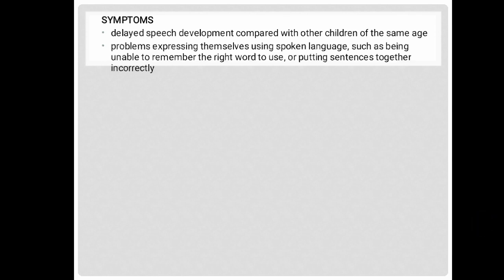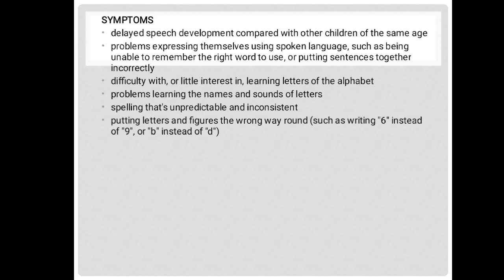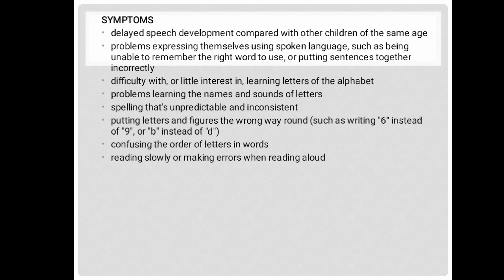Some symptoms of dyslexia involve delayed speech development compared with other children of the same age, problems expressing themselves using spoken language, such as being unable to remember the right word to use or putting sentences together incorrectly, difficulty with or little interest in learning letters of the alphabet, problems learning the names and sounds of letters, spelling that's unpredictable and inconsistent, putting letters and figures the wrong way around, such as writing 6 instead of 9 or B instead of D, confusing the order of letters in words, reading slowly or making errors when reading aloud.